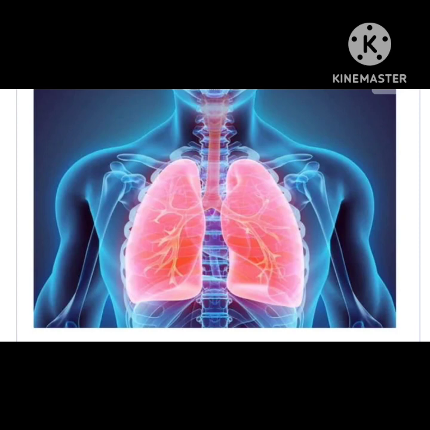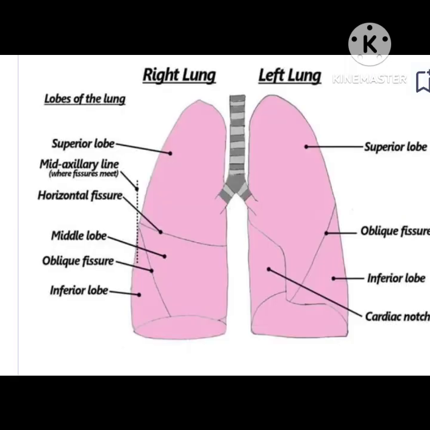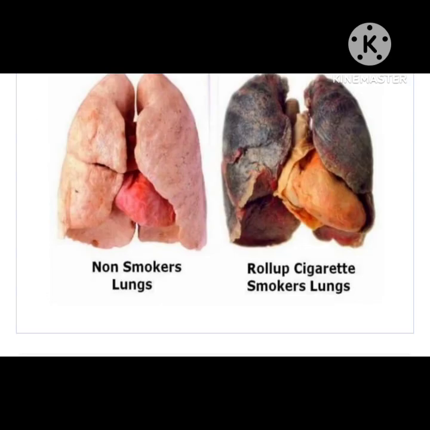This is the lungs, you can see here, and this is the position of the lungs: right lung and left lung. This is the picture of the right and left lung. You can also see a picture of non-smoker lungs and cigarette smoker lungs, showing how cigarettes affect our lungs.